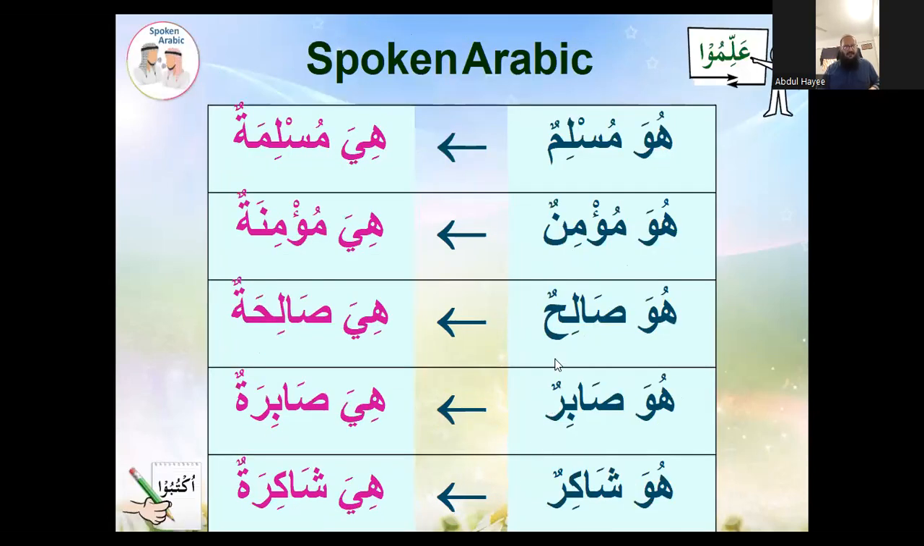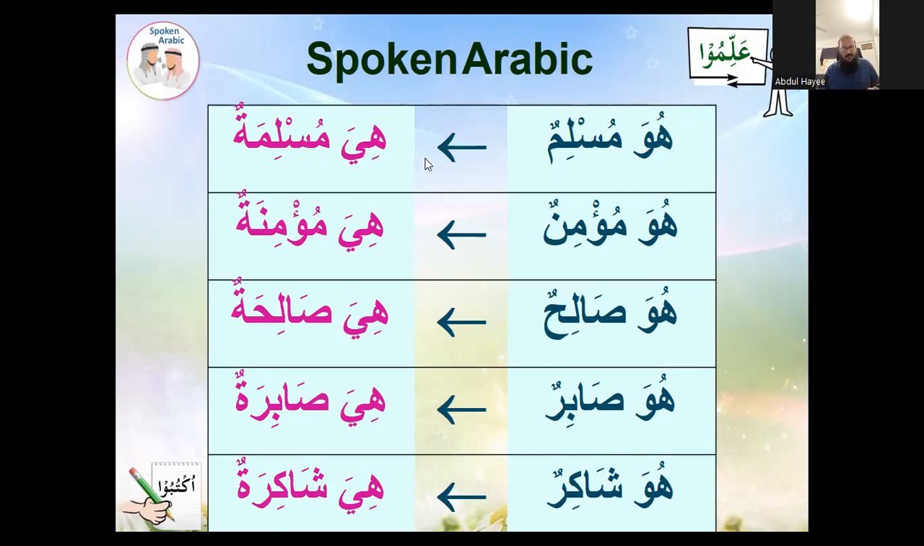Let's have different structures, sentences. Huwa Muslim, hiya Muslima. Huwa Mu'min, hiya Mu'mina. Huwa Salih, hiya Salihah. Huwa Sabir, hiya Sabirah. Huwa Shakir, hiya Shakira. So, whenever there is a masculine, we will have a feminine. When we have a feminine, we will have the ism or non-feminine.